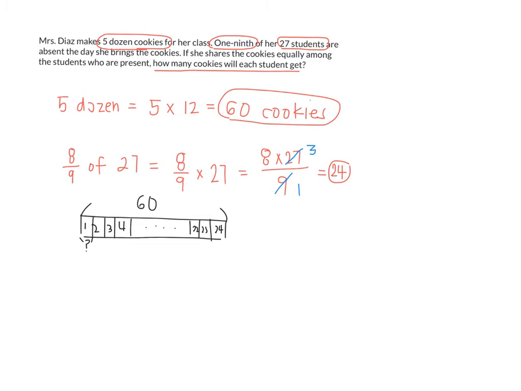Could I write that as a fraction? Yes. 60 divided by 24. How would I write that as a fraction? 60 24ths. Good. So then all I have to do to find the final answer is to simplify it.